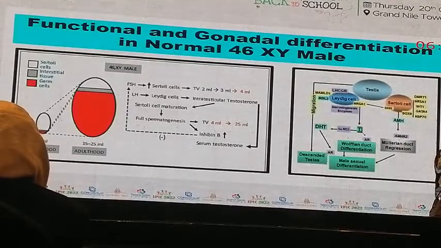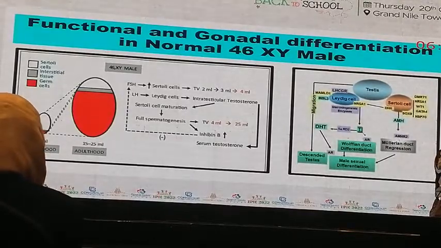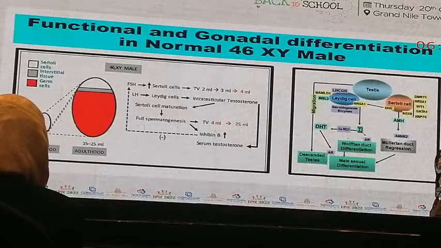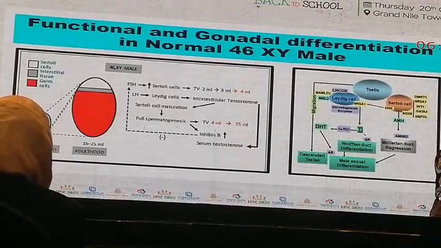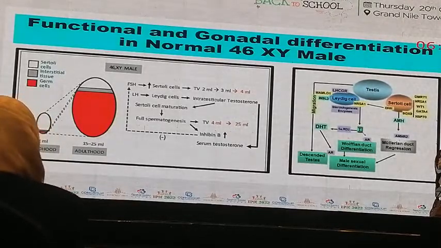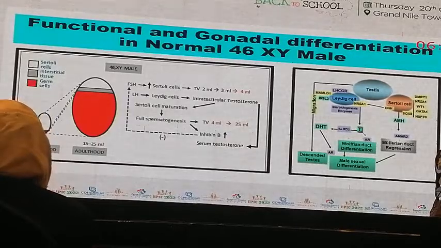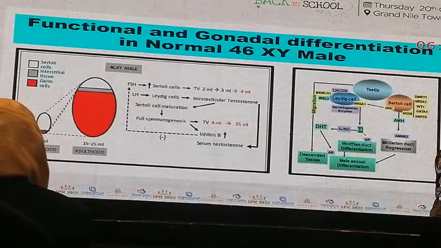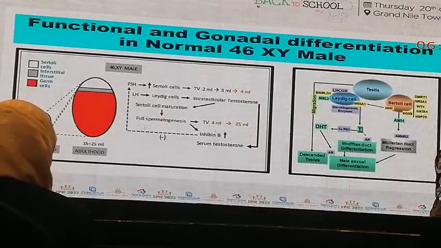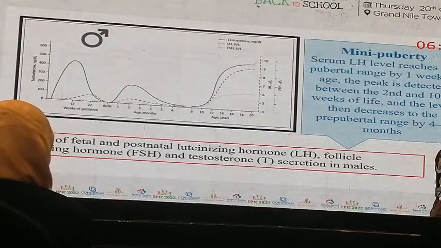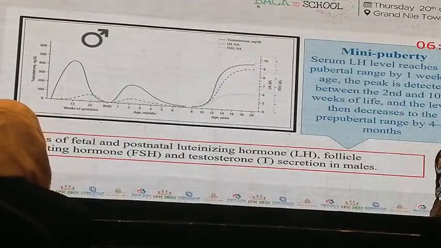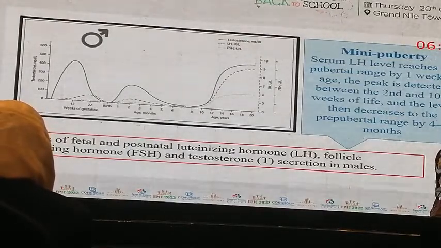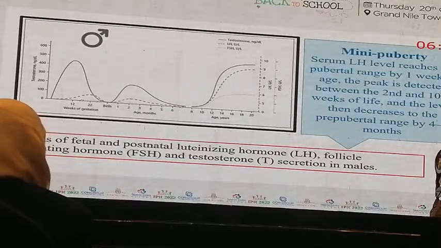And under the control of the LH, the Leydig cells start to produce the intratesticular testosterone, which stimulates and completes the proliferation and the differentiation of the normal external male genitalia. In this part, we have to discuss a very important point, which is the pattern of the normal LH and FSH production.